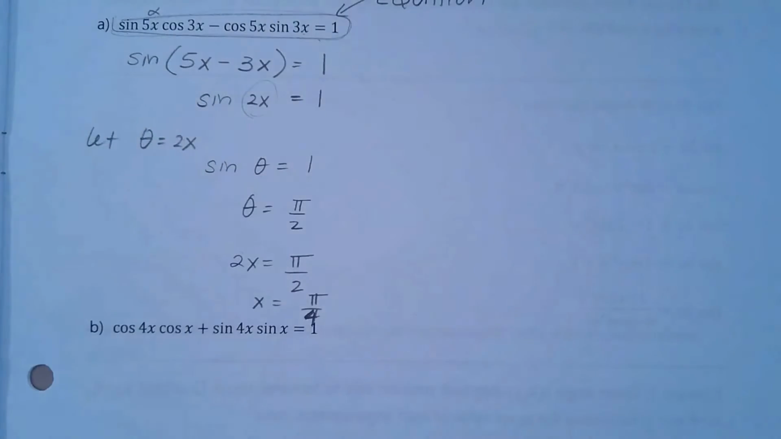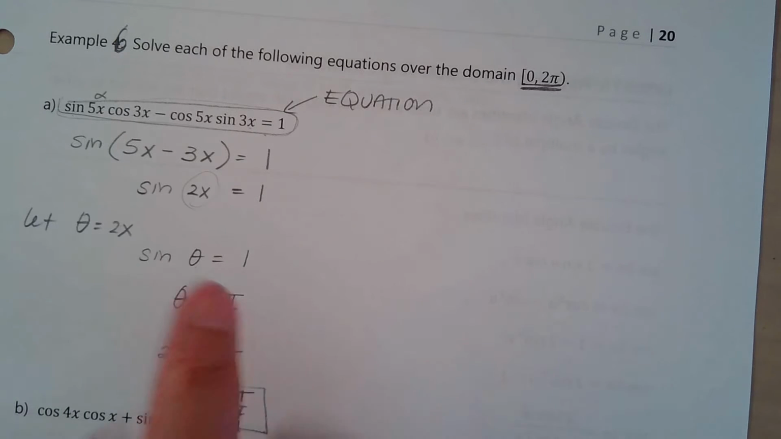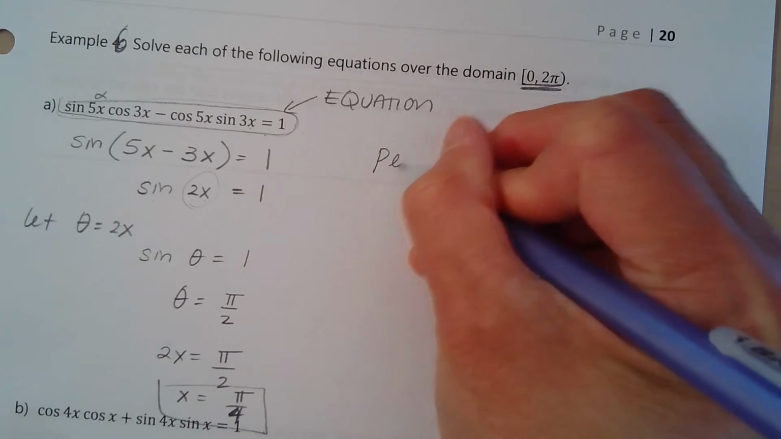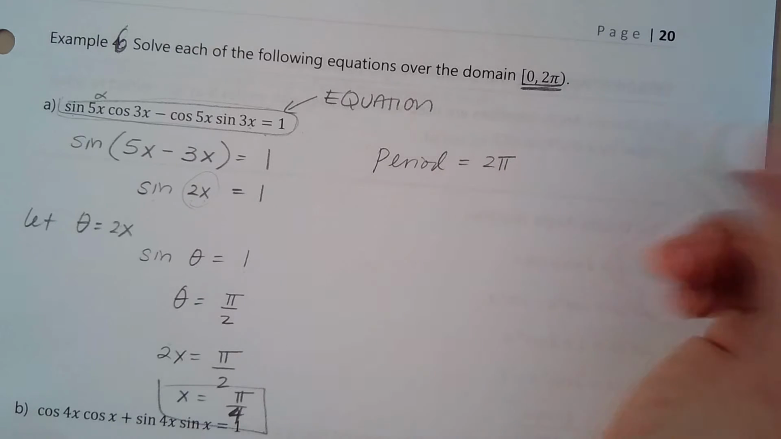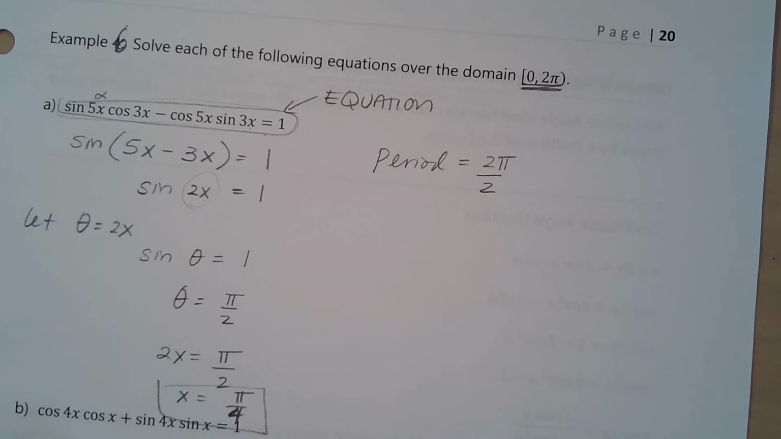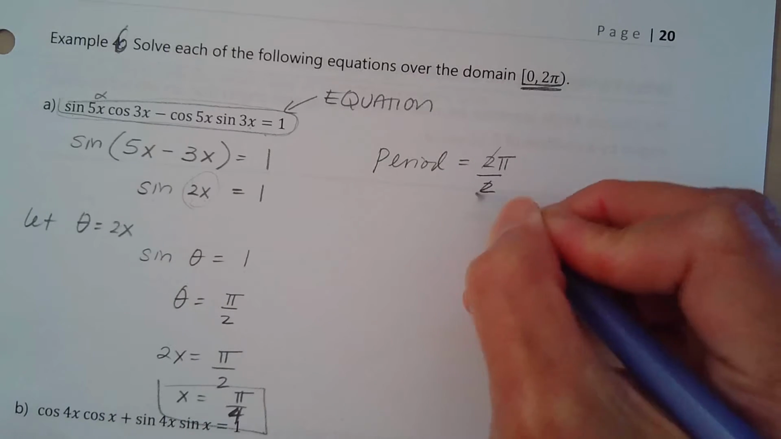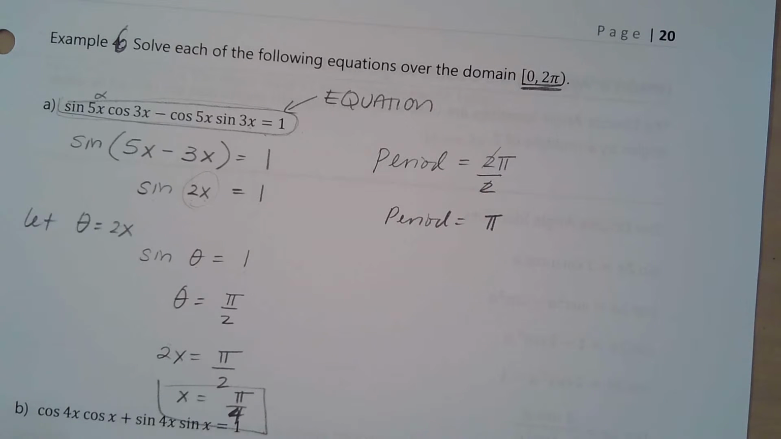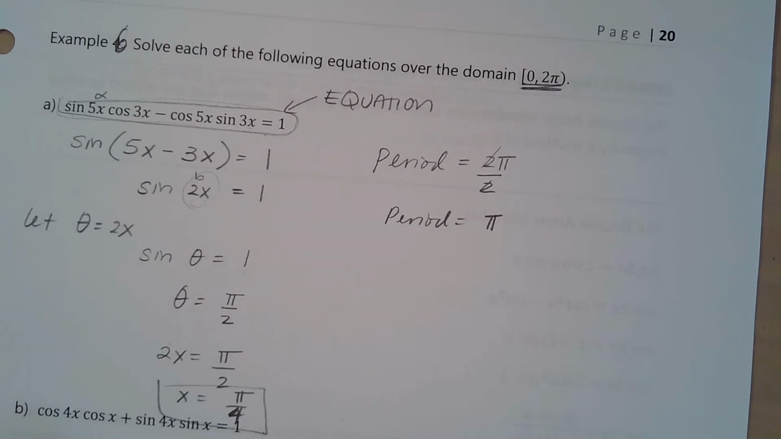So here it is. We said that this is our solution, but because this is sine of 2x, that means the period of our sine function is 2 pi over 2, right? 2 pi over the b value. This is your b value here. So the period is pi radians. Where's our b value? The b is this one. 2 pi over b.